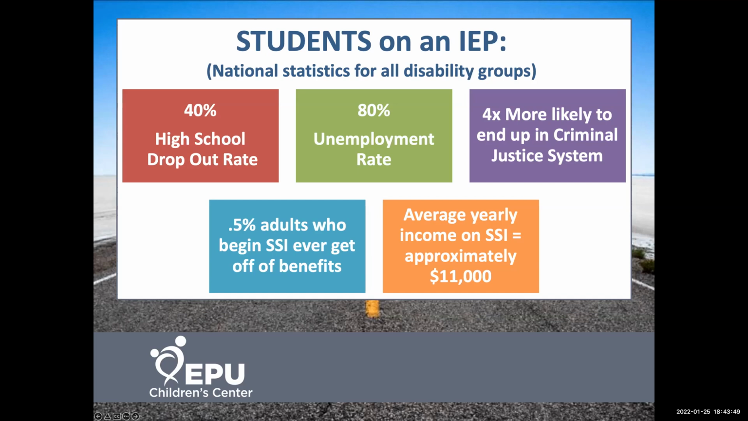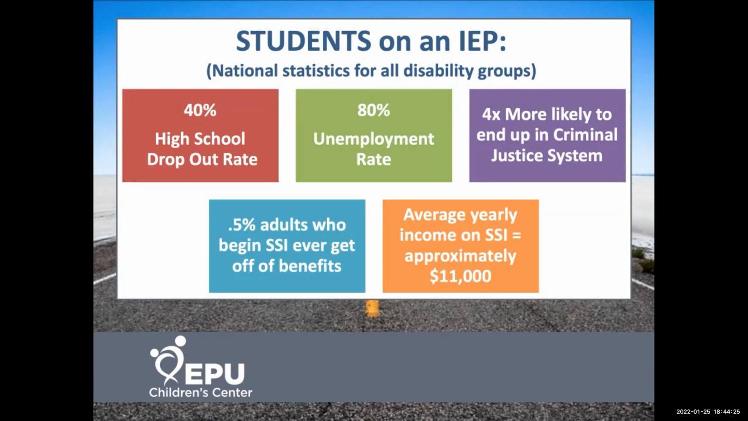So when I first started EPU, as Nick said, when he first started, I saw these statistics in this training, and I was really shocked with them. So there was a poll that was done, and before there was a supported movement, we saw that traditionally students on an IEP had a 40% high school dropout rate. Moving on, there was an 80% unemployment rate. They were 4 times more likely to end up in the criminal justice system.